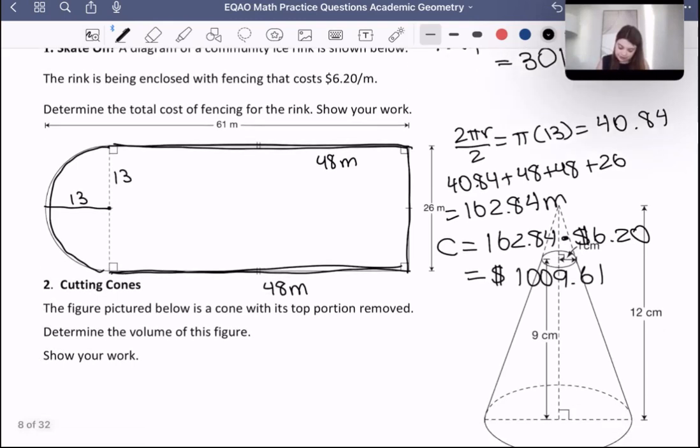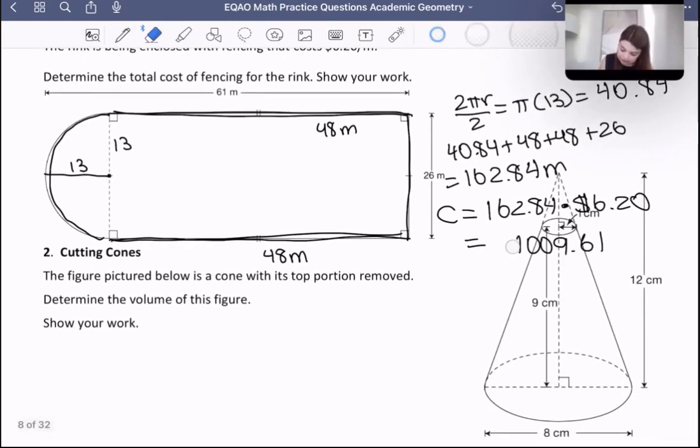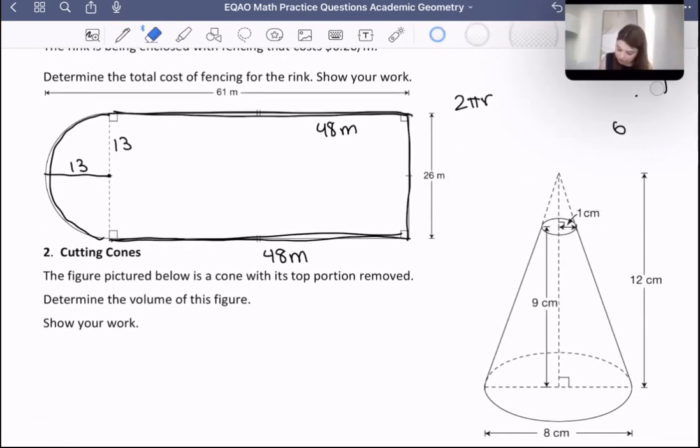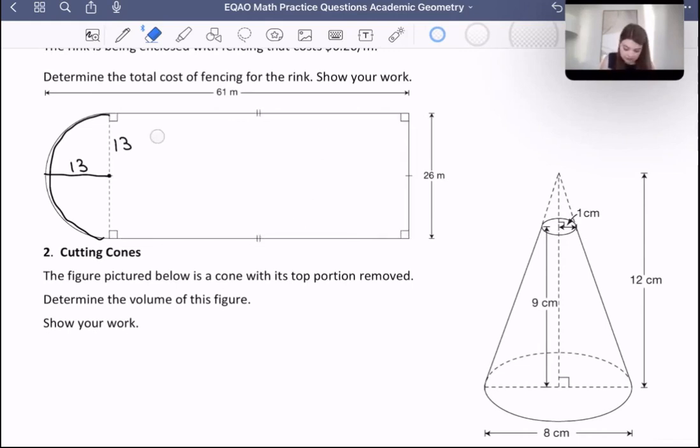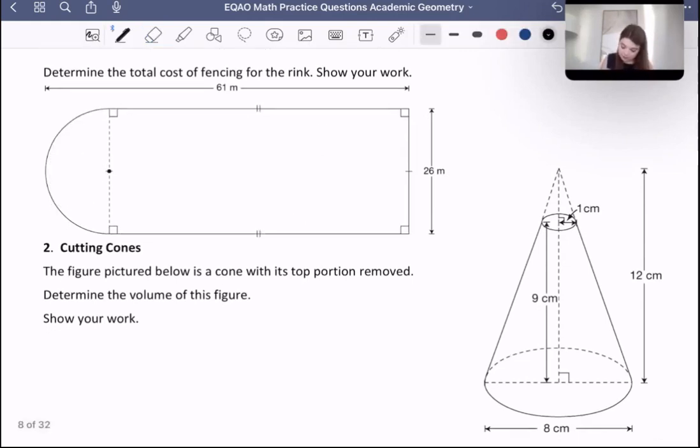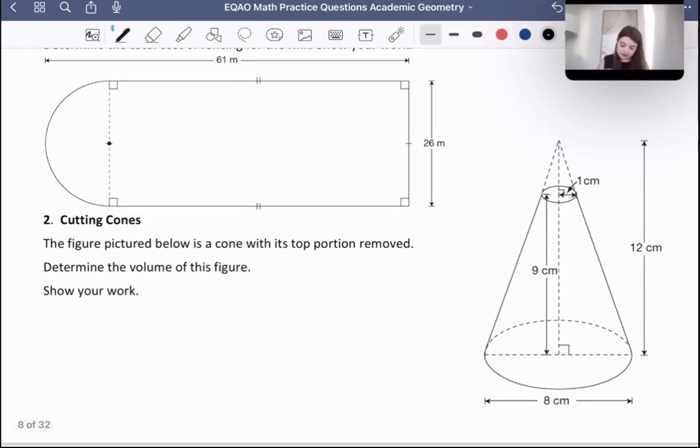Okay, this next one says cutting cones. It's hard to see this question. I kind of wrote over the last one. There we go. Okay. The figure pictured below is a cone with its top portion removed. Determine the volume of this figure and show your work.